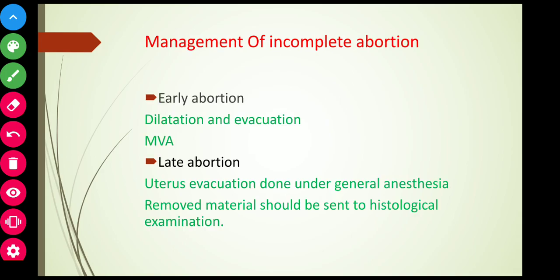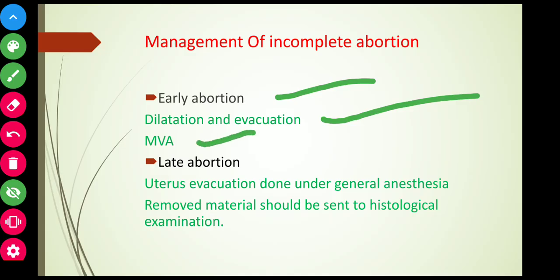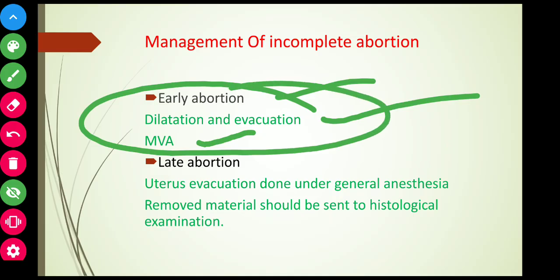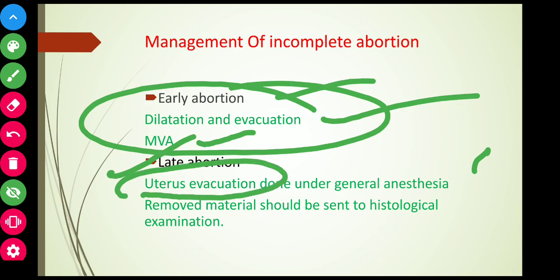Next, management of incomplete abortion, early abortion and late abortion. In early abortion, dilatation and evacuation can be done, and manual vacuum aspiration. We are going to learn in the next sessions what all these methods are, how dilatation and curettage evacuation should be done, and what manual vacuum aspiration is. In late abortion, uterus evacuation is done under general anesthesia. This uterus evacuation means they will be removing or emptying the whole uterine cavity.